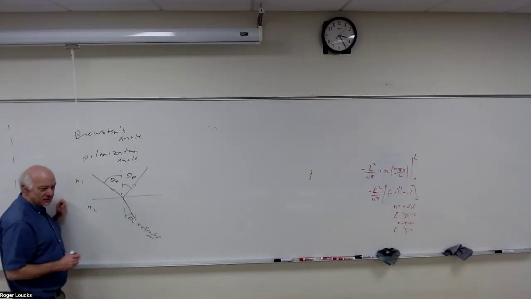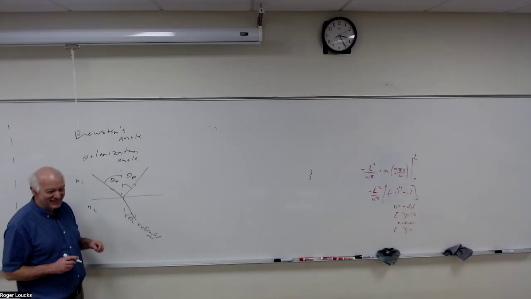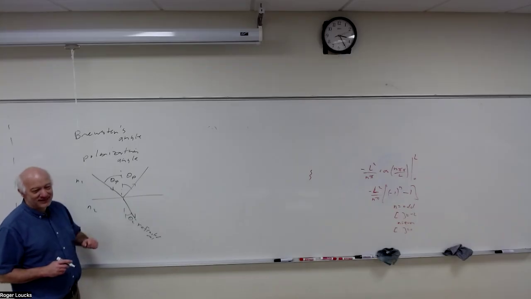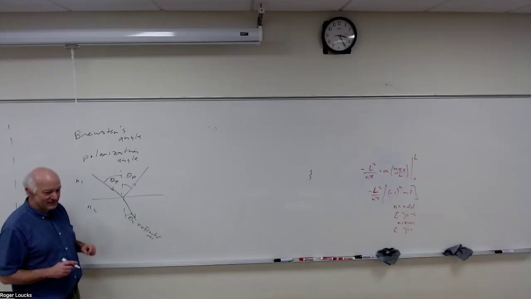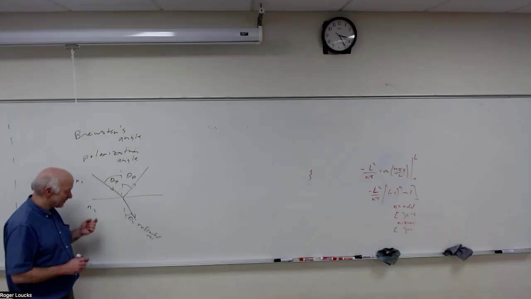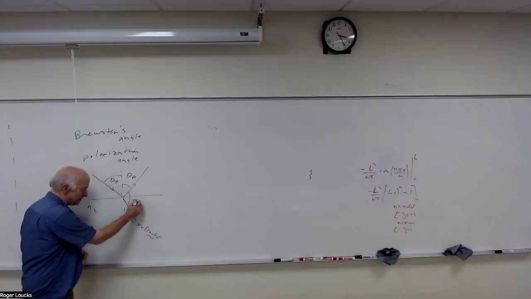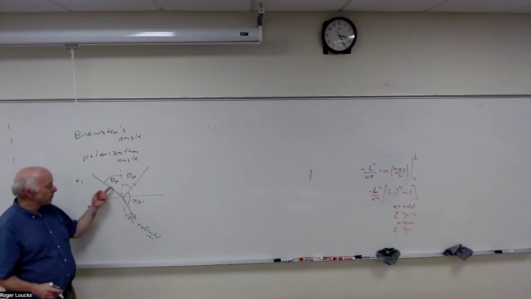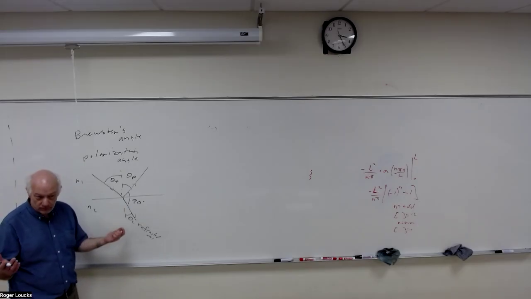Is it when the incident angle is equal to the refracted angle? No. It's when the angle between the reflected light and the refracted light is 90 degrees. This has to be 90 degrees. Then you actually have the polarization angle, or Brewster's angle.